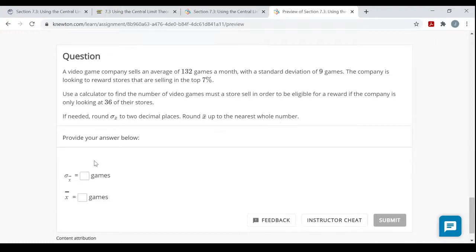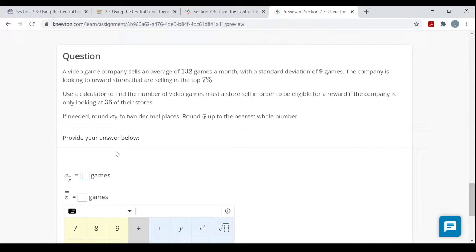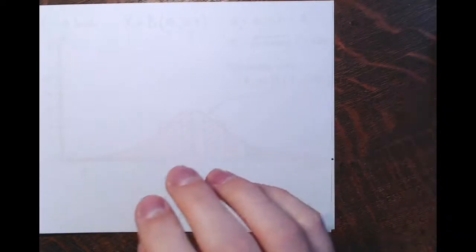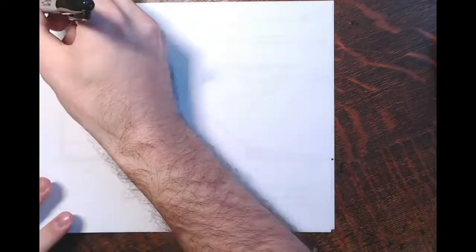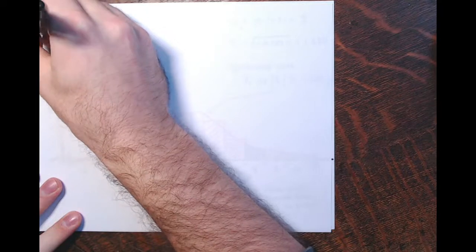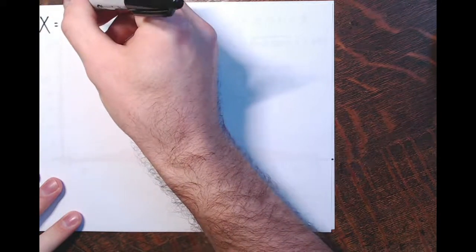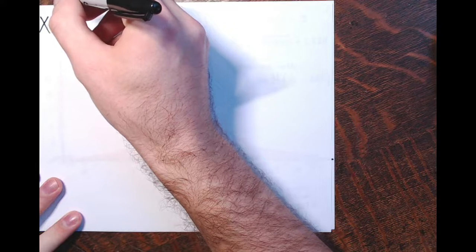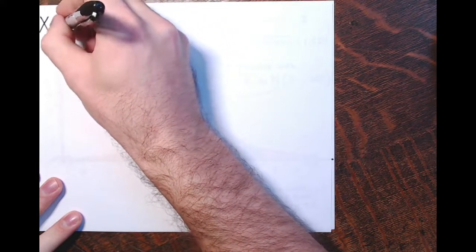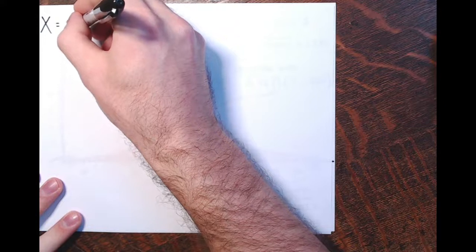All right. So I'm going to go to a piece of paper and show you some pictures. I'll draw some pictures. So let's get rid of the calculator for a second. All right. So say x, right, x was the number of games sold in a month.